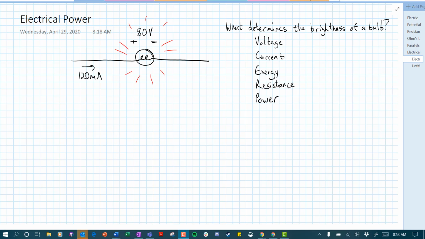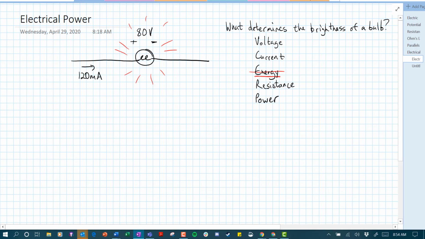But let's think about what a light bulb does. A light bulb is going to take electrical energy and convert it to light energy. So if we have a brighter bulb, that means we're going to be getting more light energy, right? So we might think that our answer is energy. However, that's not going to be the case because we could get the same amount of energy by just leaving our light bulb on for a long period of time. We could have a really dim light for a long period of time, and that would get us more energy. So energy is not going to tell us the brightness.